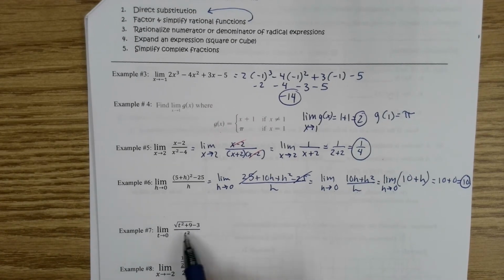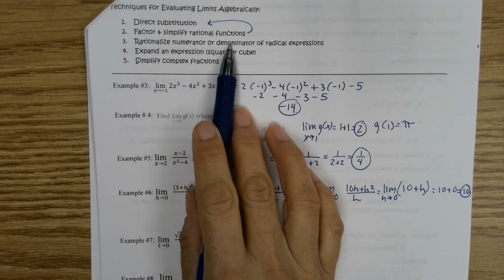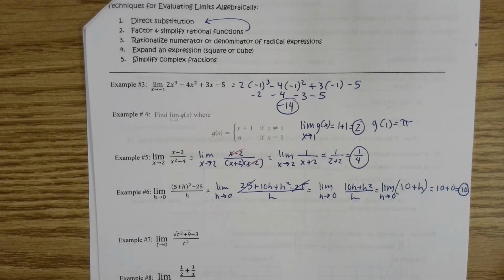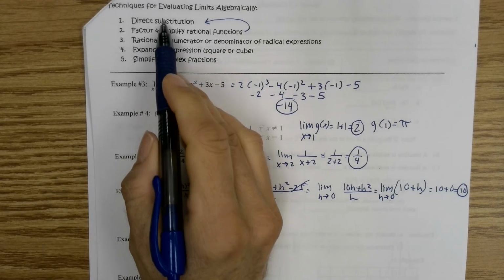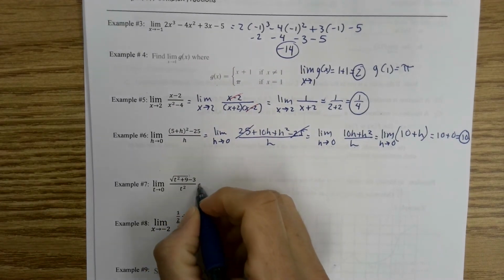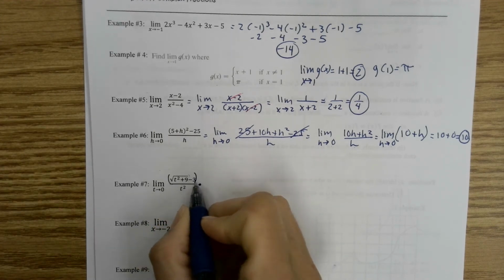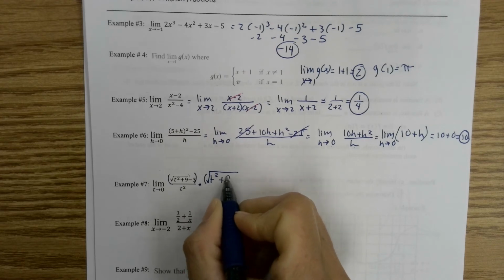All right, example number 7, we have a radical expression. So I am going to use option number 3, rationalize a numerator or denominator of a radical expression. We're so used to rationalizing denominators, but sometimes when you have a radical in the numerator, you want to rationalize the numerator, which is what we're going to do. First thing I always try, direct substitution. Can I substitute 0 in? Nope, I'm getting a 0 on the bottom. So instead I'm going to try and eliminate the radical from the numerator by multiplying by its conjugate.